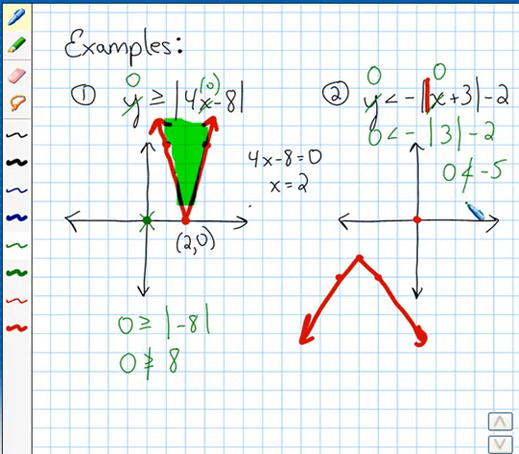Again, I've chosen the wrong point because it's not satisfying my inequality. So this is the wrong side to shade on. And I happen to have another graph where the shading occurs inside the V.